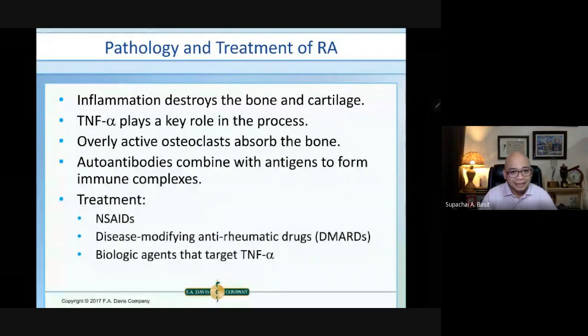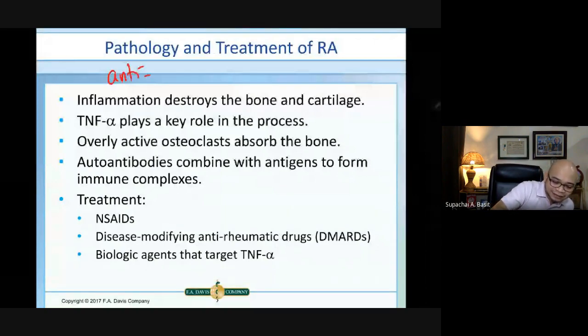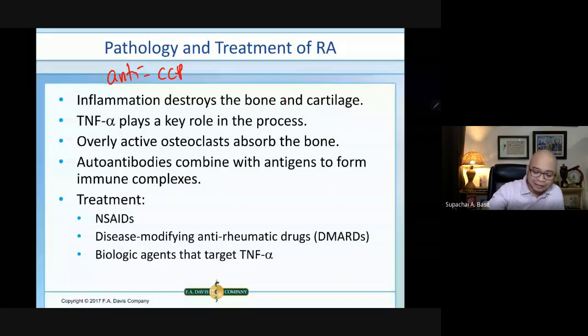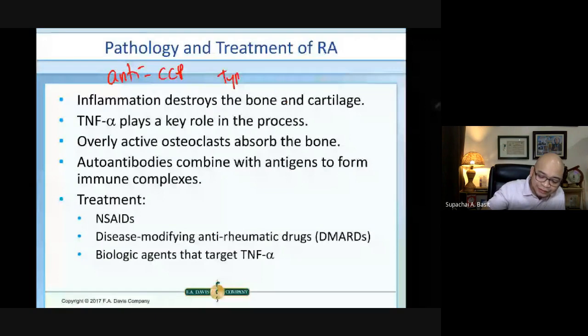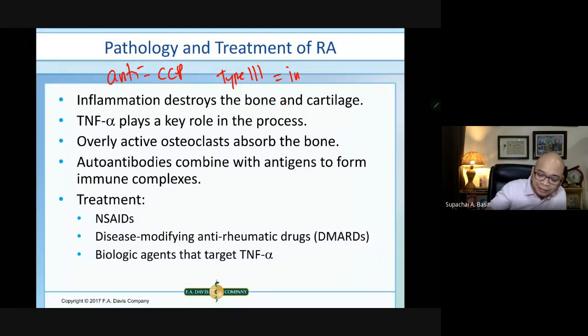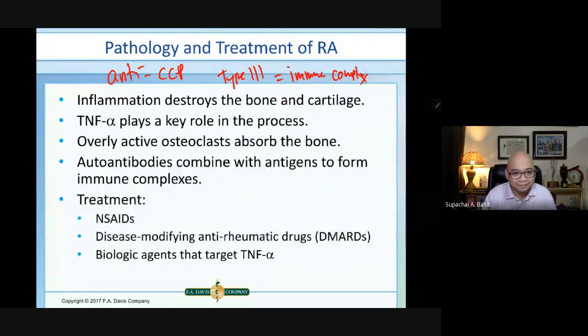Okay, so the immune complex forms between the autoantibodies produced in rheumatoid arthritis. So one of the antibodies that you can actually find is the anti-CCP. This increases inflammation by causing type 3 hypersensitivity reaction. So ibig sabihin, ng type 3 hypersensitivity reaction, there is already an immune complex. Okay.